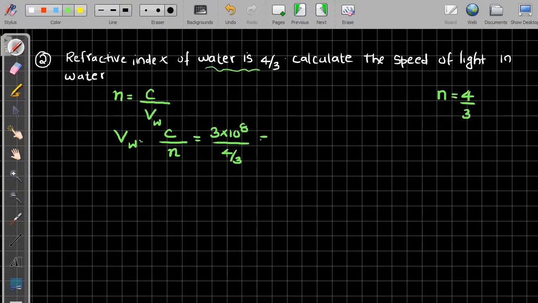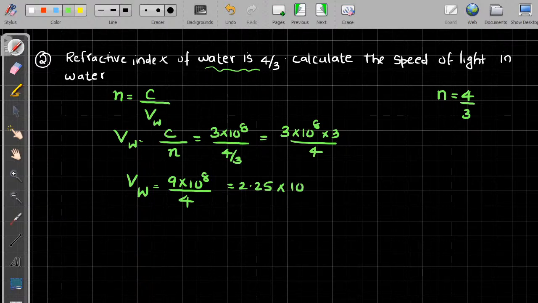So if you rearrange this, you will get 3 into 10 raised to 8, then from the denominator, 3 will come to the numerator, divided by 4. So velocity of light in water will be equal to 9 into 10 raised to 8 divided by 4. If you solve this, you will get the answer as 2.25 into 10 raised to 8 meter per second. Hope you understood this particular problem. Okay, let's move on to the next problem.